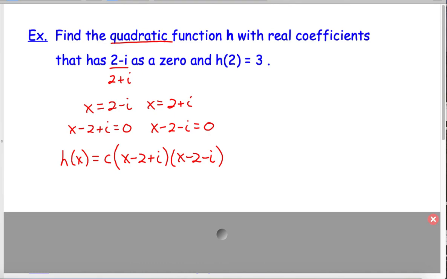So let me multiply this out. x times x gives me an x squared, and we have a negative 2x minus xi minus 2x plus 4 plus 2i plus xi, or ix, minus 2i, and minus i squared.